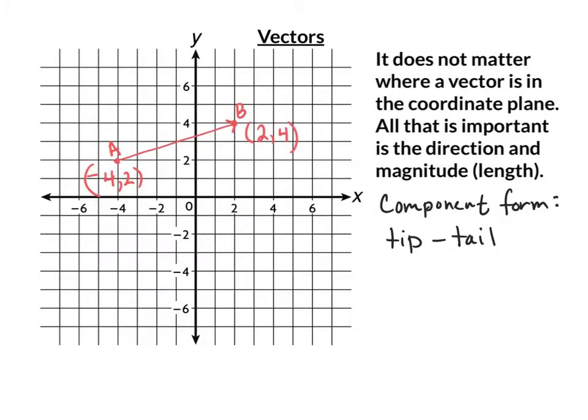You heard me just say it. It doesn't matter where a vector is in the coordinate plane. You can put it anywhere. All that is important is the direction and the magnitude. That's the length of the vector.